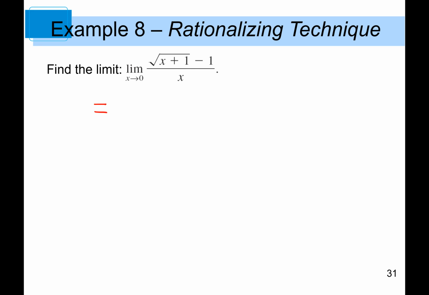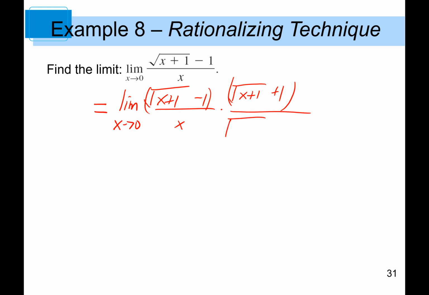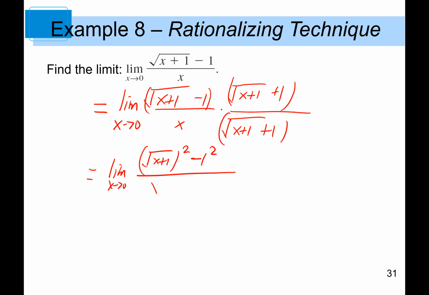Okay, this one involves rationalizing the numerator. So basically, in order to rationalize the numerator, you just have to find the conjugate. The conjugate for the numerator will be square root of x plus 1 plus 1. And then you multiply this term to both numerator and denominator. Now for the numerator, we have a difference of two squares, and then it becomes, as x approaches 0, square root of x plus 1 squared minus 1 squared. The denominator is x times the square root of x plus 1 plus 1.